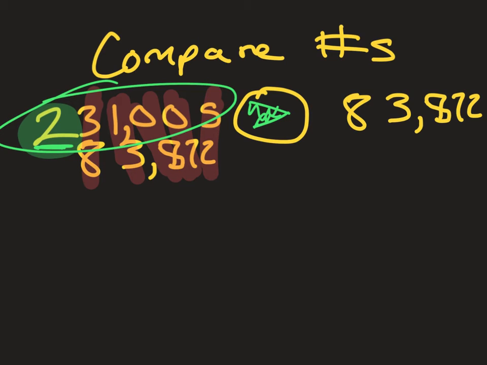So I would say that this 231,005 is greater than 83,872,800.